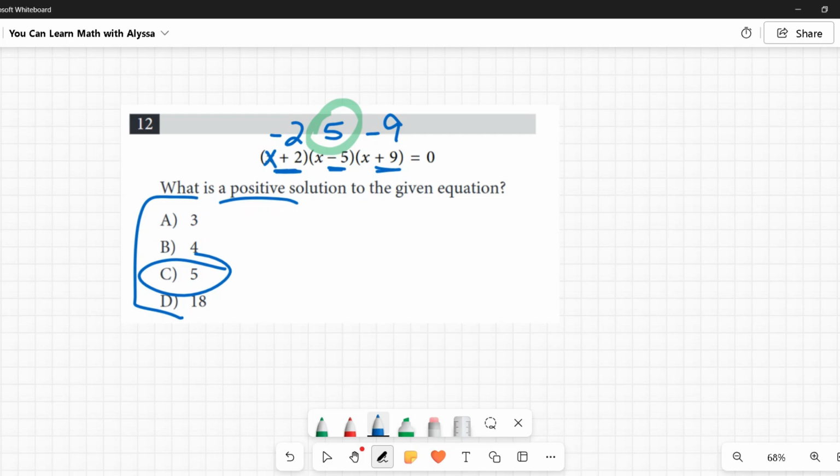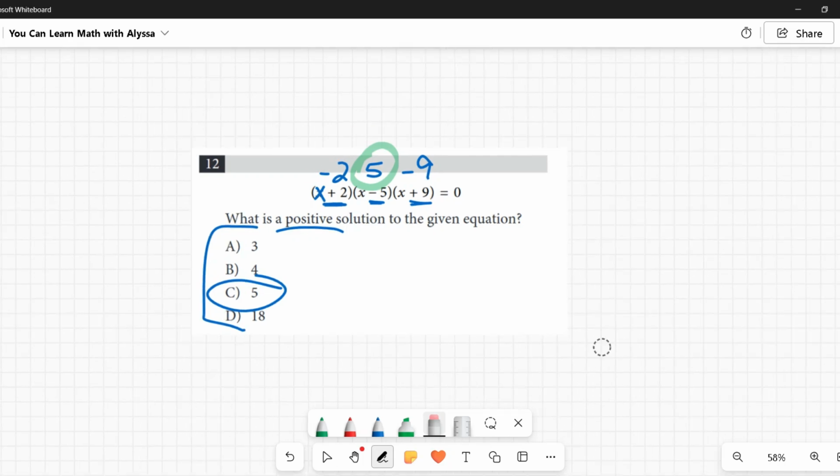That's it. I'm really quite surprised that they didn't put positive 2 or positive 9, trying to throw people off as one of those answer choices, but they didn't. That's unusual. Usually they try to be more tricky than that and try to deceive the students and throw them off the scent. But they didn't this time, and so yeah, our answer here, positive solution, is C, 5.